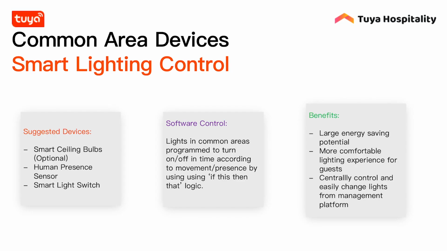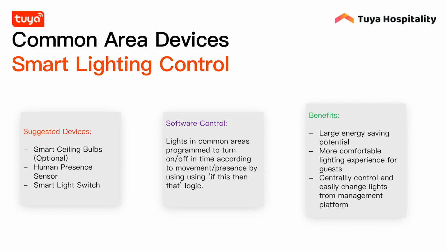Okay, so here we're going to touch on the idea of common area device control, and today's example is going to be a smart lighting scene like we can see here. So what exactly is working here? In fact, it's a really simple but clearly understandable example of how smart technology can work to benefit your whole hotel in both saving energy and adding a more comfortable experience.